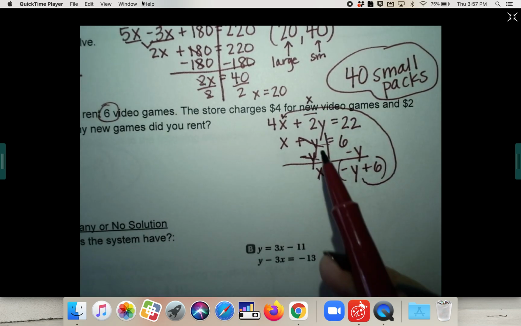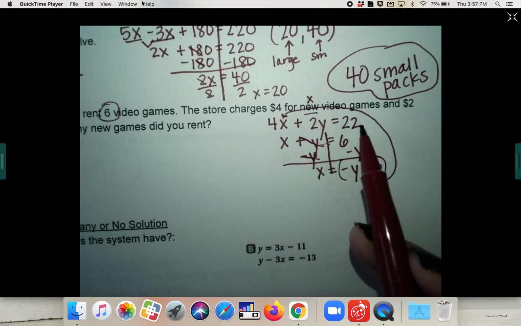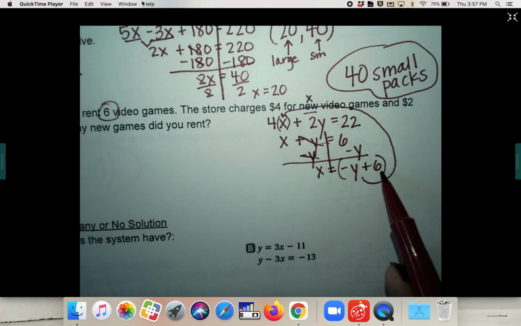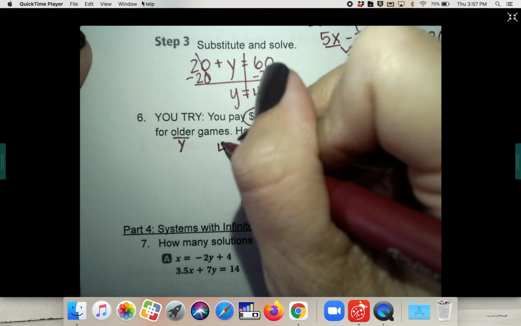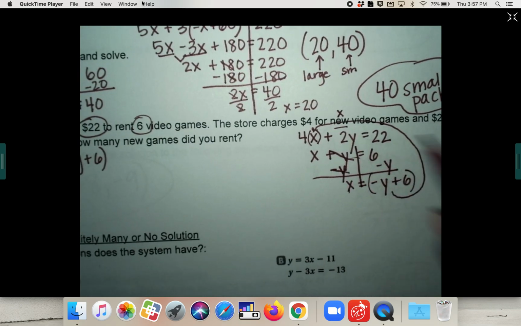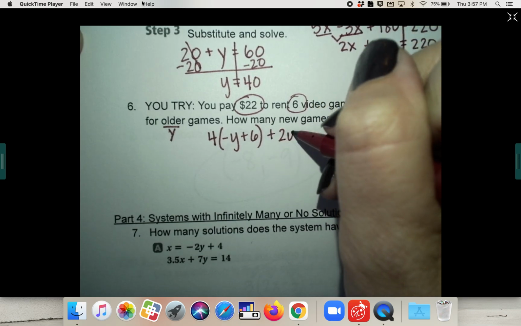So let's go find some space and write this top equation out, but instead of x, I'm going to write negative y plus 6. So 4 times negative y plus 6 plus 2y equals 22.